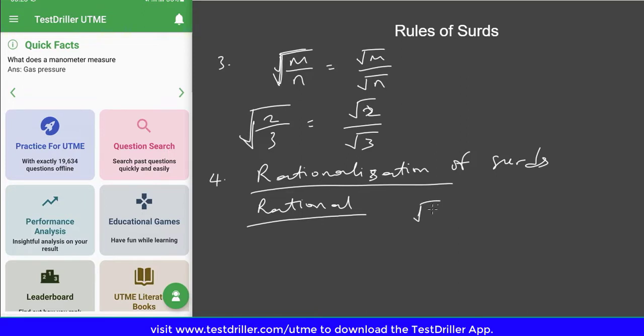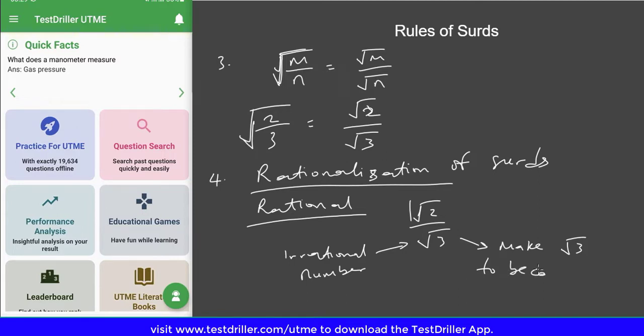If you have a surd of this kind, because this surd has an irrational number at the base, we say this is not rationalized. So when you're asked to rationalize the surd, what they expect you to do is to make root 3 become a rational number. So basically, you are making the denominator a rational number. That's what rationalization of surds is all about.